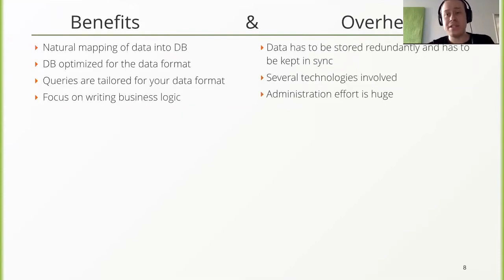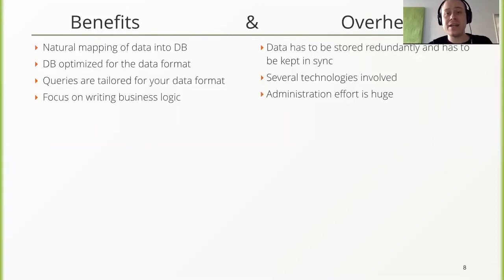Also, you get the queries tailored for this data format. So for a graph database, you get graph queries. For a document store, you get document queries. For a key value store, you get key value queries. And you do not get some document queries which you have to transform to actually query a graph, which doesn't work very well. And the benefit for a developer is that he or she can focus on writing the business logic and does not have to transform the data format from the application into the database and vice versa.